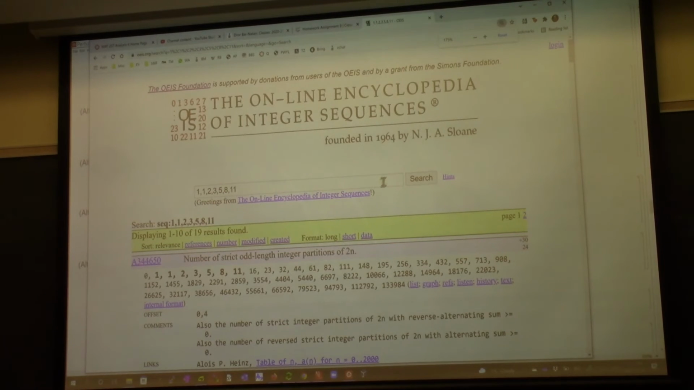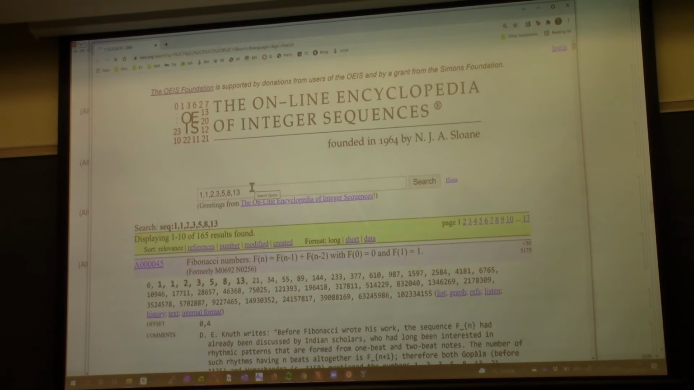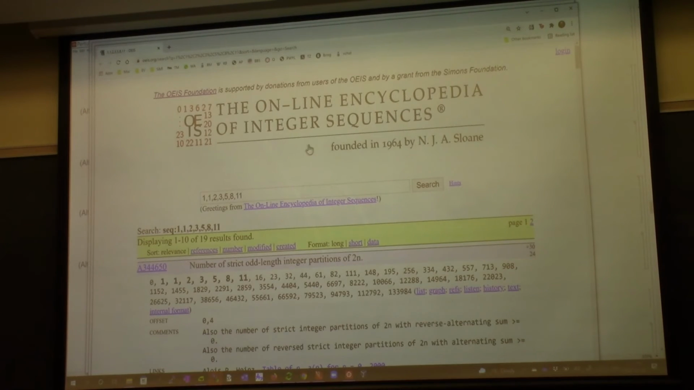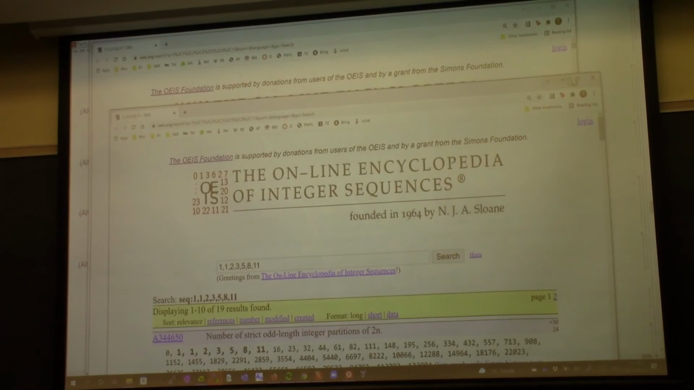So if you search, it will tell you that, maybe I should enlarge the font. I think the last one should be 13. Sorry? It should be 13 instead of 11. Thank you. These are the Fibonacci numbers, right? So apparently if you do 11, it's also some known sequence. Okay, good.